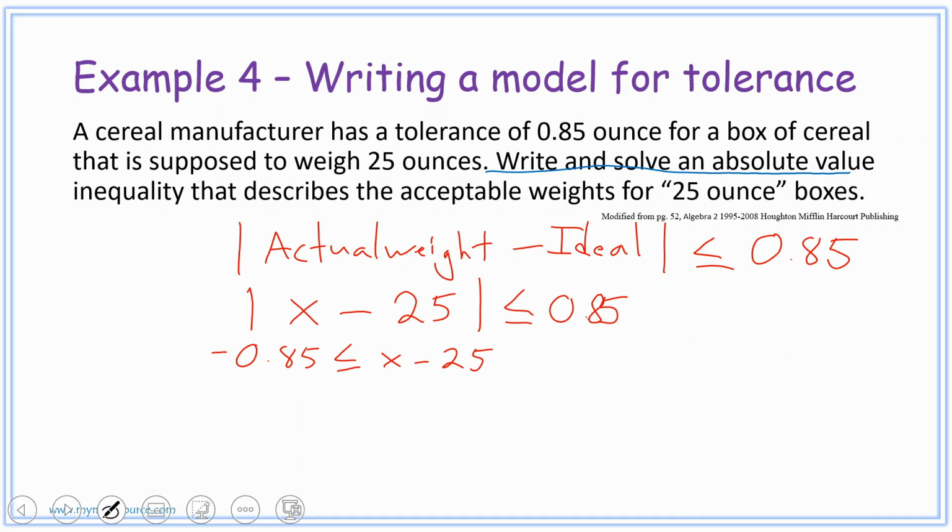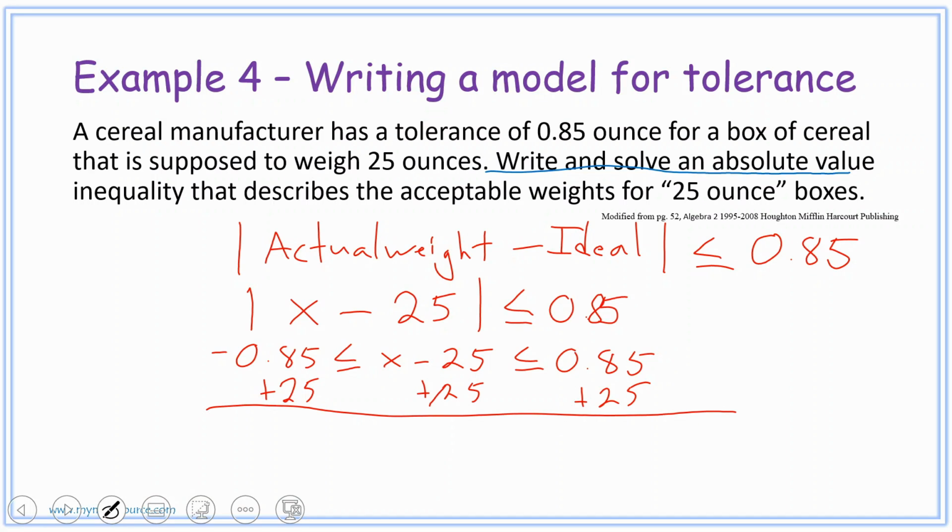And then we have on the other side less than or equal to 0.85. All right, so then we're going to add 25. And what we do to the middle, we do to all sides of this inequality. So the 25s will cancel. And in the middle, we're going to have X less than or equal to, start with the easier one first, 25.85. And if you subtract over here, you're going to end up with 25.15 or 15 hundredths.